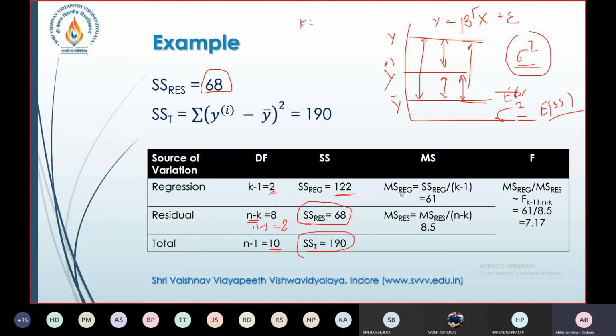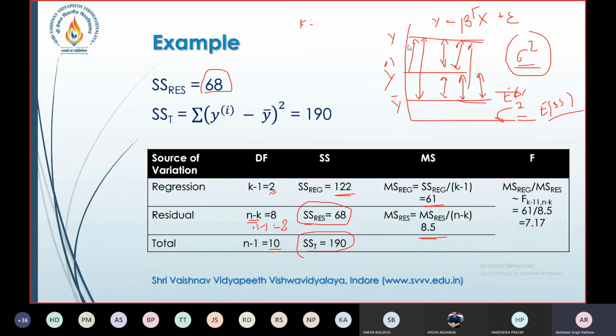So MS regression is equal to the sum of squares of regression upon degrees of freedom. So this is 122 by 2, which gives 61 over here. Similarly for this, 68 divided by 8, so we get 8.5 over here. Now again we are checking the value: the mean value of this versus the mean value of this. If this is small and this is greater, then we can say that we are achieving good accuracy, or we are calculating more variation. As this line moves upward, it means we are calculating a good value.